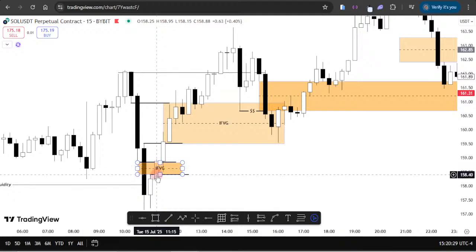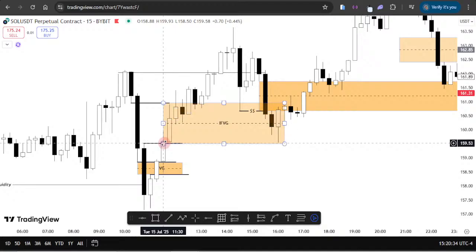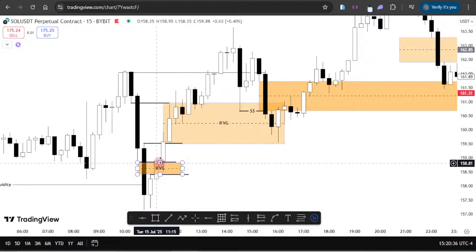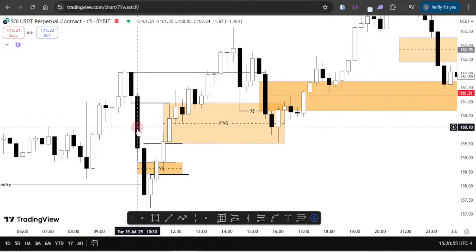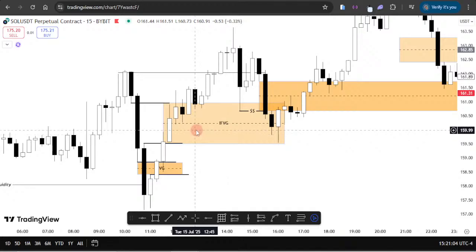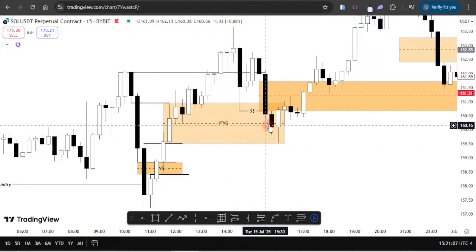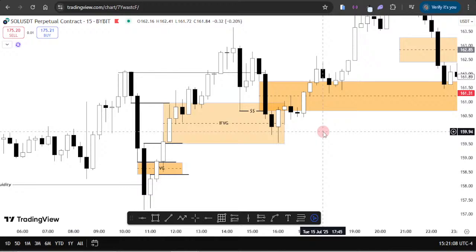So this inversion fair value gap right here supported price up. Once price closed above it here, it retraced to the midpoint, and price went up. Price reacted, but there was a continuous bullish price delivery, as you can see, an indication that this fair value gap has been invalidated. You need to train your eyes to see this. Use your rectangle tool to mark it out always. Wait for price to close above it, then enter on the midpoint for a bullish scenario.